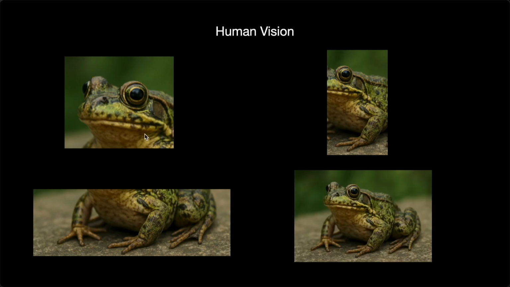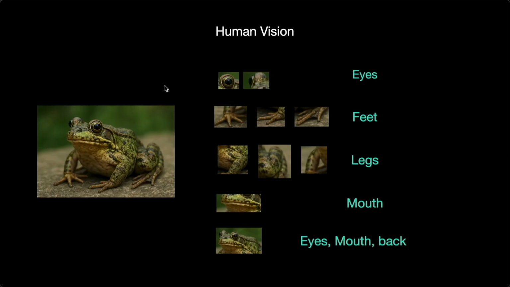Now these small parts or patterns are called features. And in the first layer, we'll detect these features. That's why it's called feature detectors. So this is the same image of a frog, and these are our features: eyes, feet, legs, mouth, eyes, mouth, and back. So these are called features, and we'll detect these features.